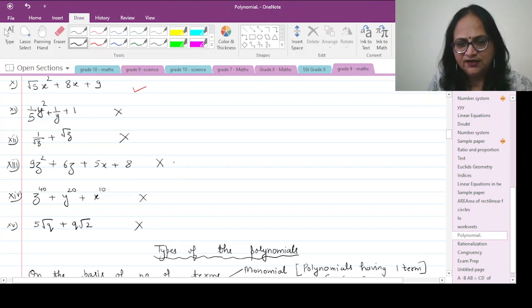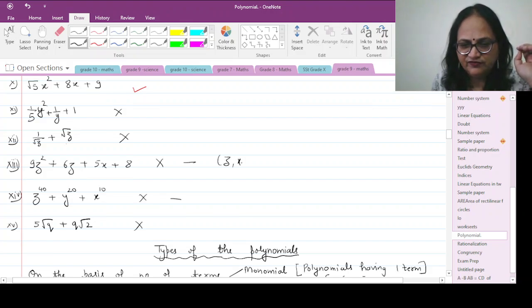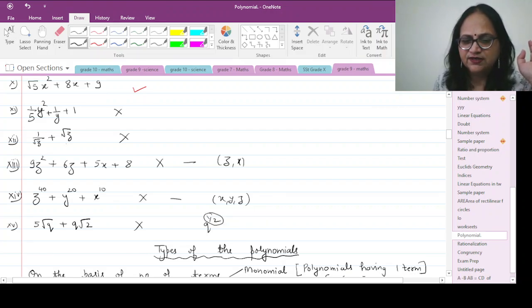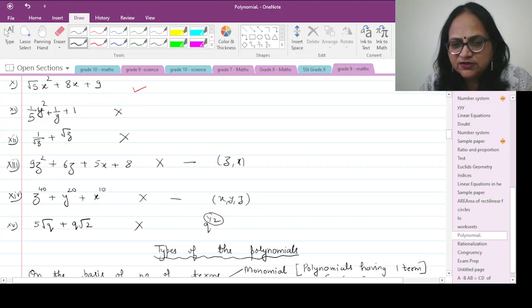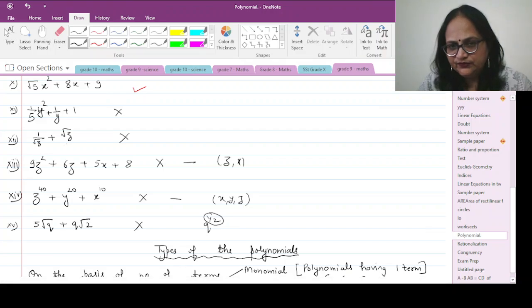Why? The reason is that here we are having more than one variable, right? In the 13th one we are having z and x, two variables. So it will not work. Here we are having three variables, x, y and z. Here we are having q raised to the power 1 by 2, which is a fraction. And as I said, powers of the variables should not be negative and should not be in fraction. These are two criteria we have to check.